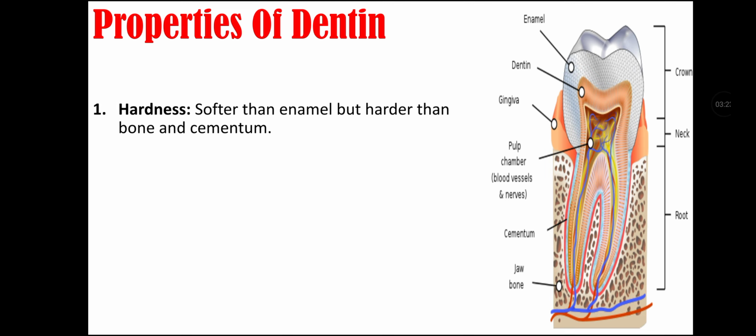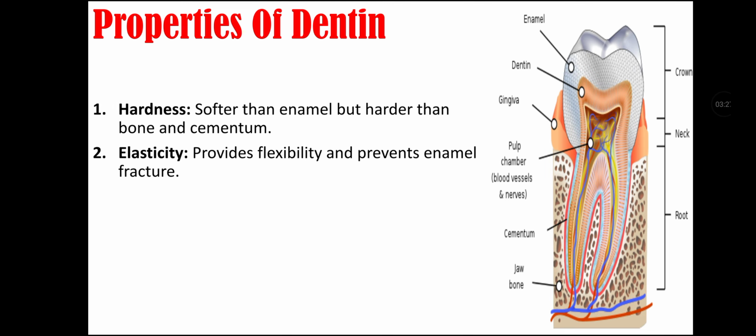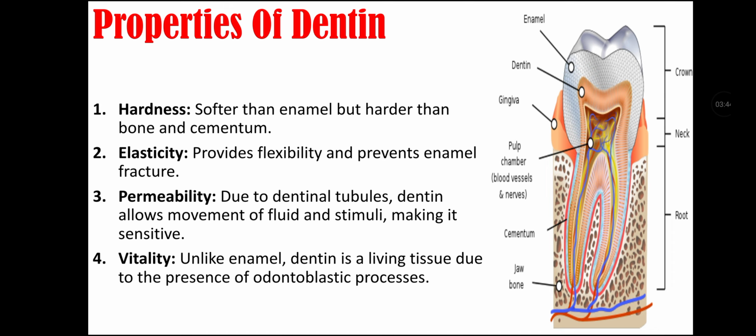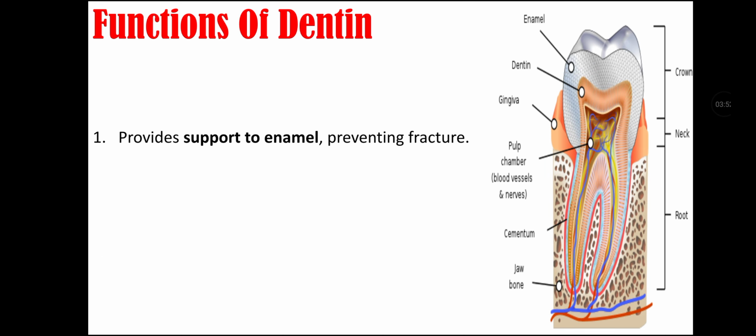Properties of dentin. First is hardness. It is softer than enamel but harder than bone and cementum. Second property of dentin is elasticity as it provides flexibility to the tooth and prevents enamel fracture. Third property of dentin is permeability as due to dentinal tubules, dentin allows movement of fluid and stimuli making it sensitive. Fourth property of dentin is vitality as unlike enamel, dentin is a living tissue due to the presence of odontoblastic processes.